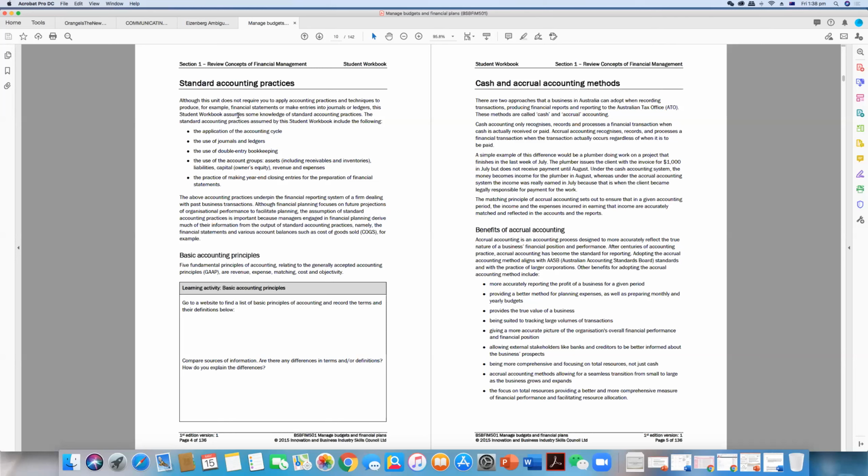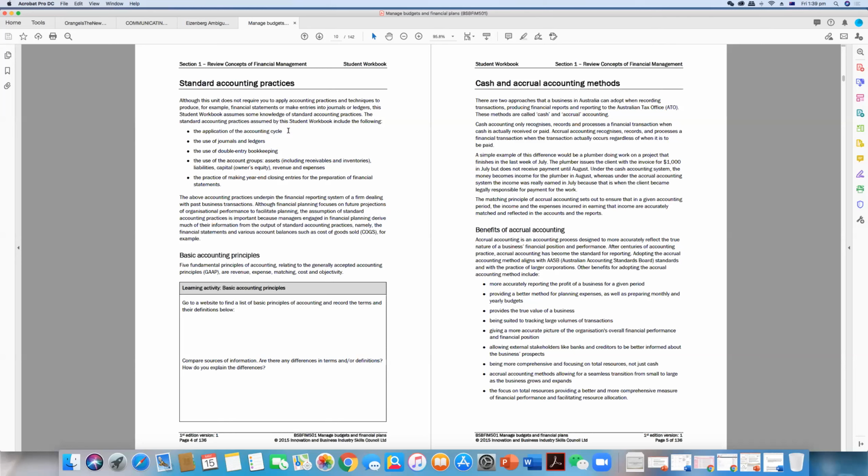So it requires you to apply accounting principles and techniques to produce financial statements, and make entries into a journal or ledgers. So this student workbook assumes some knowledge of standard accounting practice.